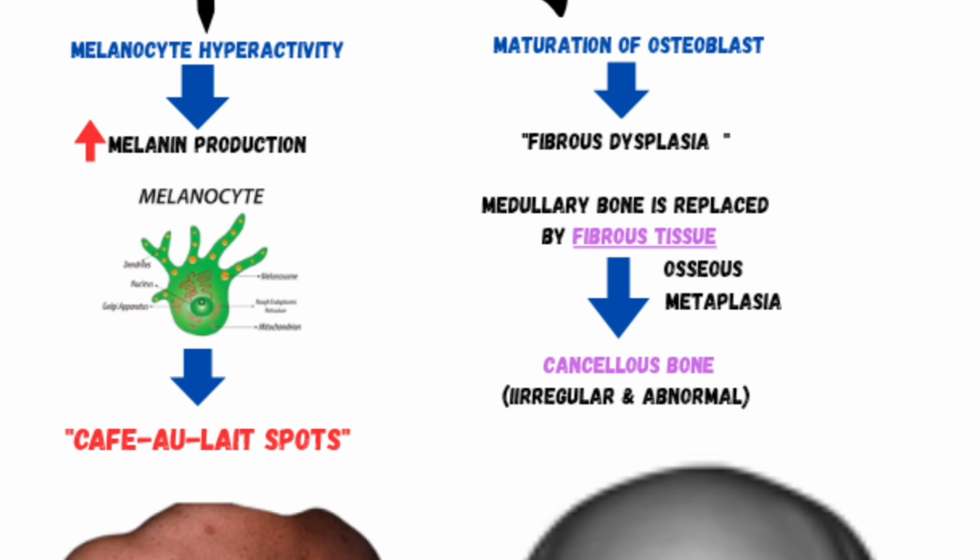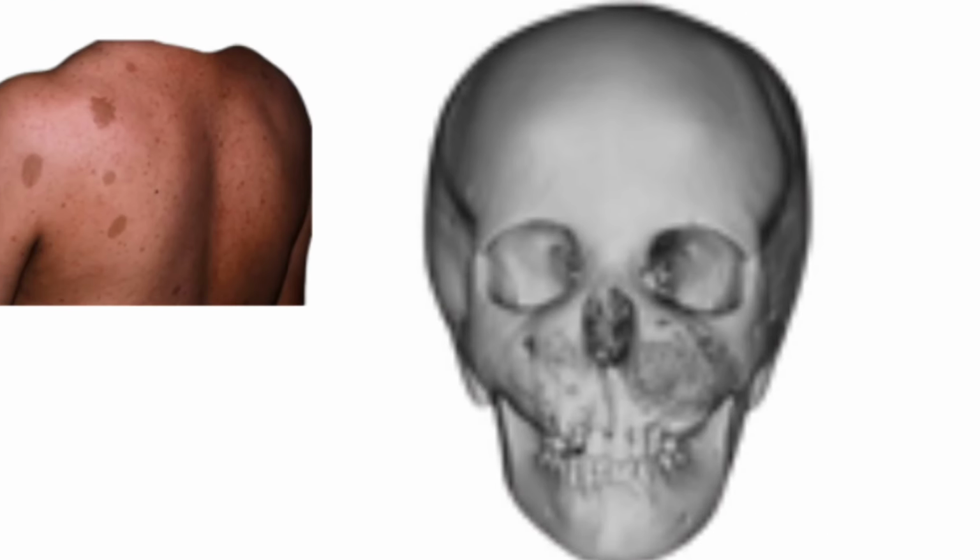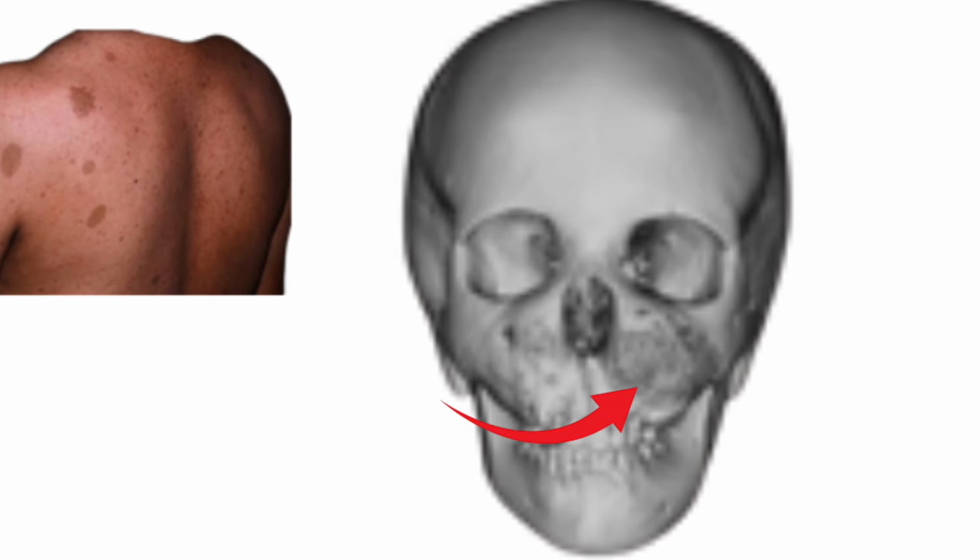which is the osteoblast. In fibrous dysplasia, osteoblastic maturation or differentiation is affected. The immature osteoblasts proliferate and increase production of immature bone. Medullary bone is replaced by fibrous tissue which undergoes osseous metaplasia to form abnormal and irregular cancellous bone. You can see the CBCT of skull which shows a distinct lesion on the left maxilla.